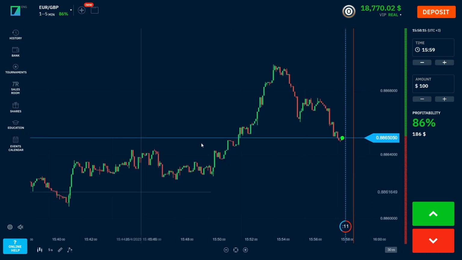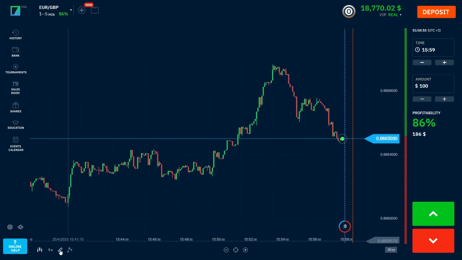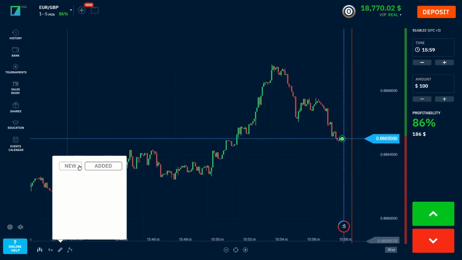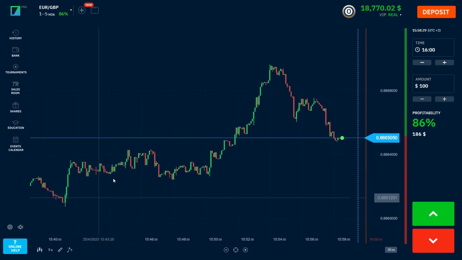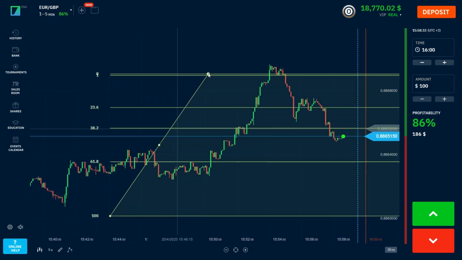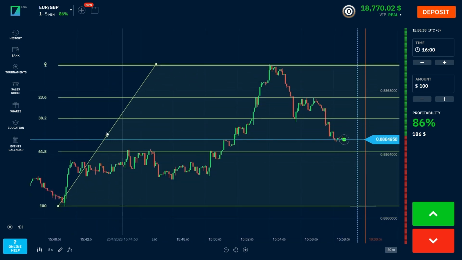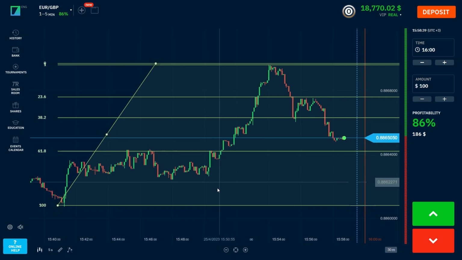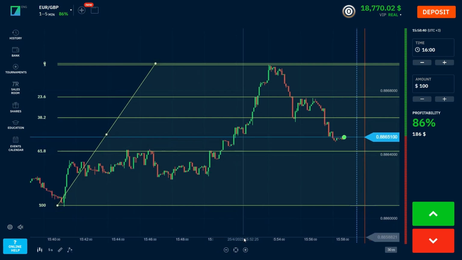Now, let's use a real example to pinpoint an entry point and make a forecast. I'll apply the Fibonacci retracement tool, stretching it from a local low to a high. The 61.8% Fibonacci level suggests a price stall and potential reversal. There's a high probability that the price will move upward.